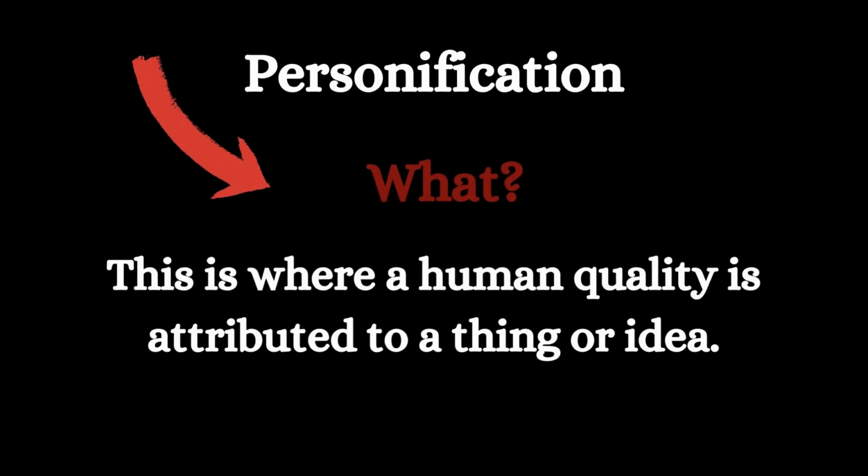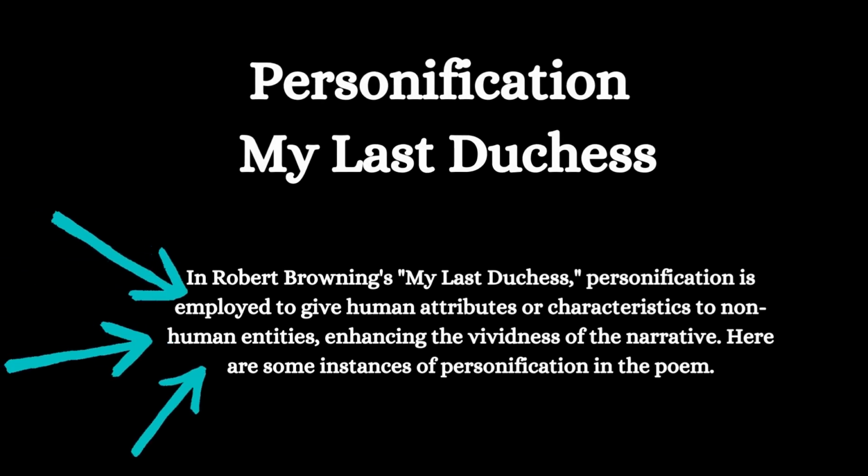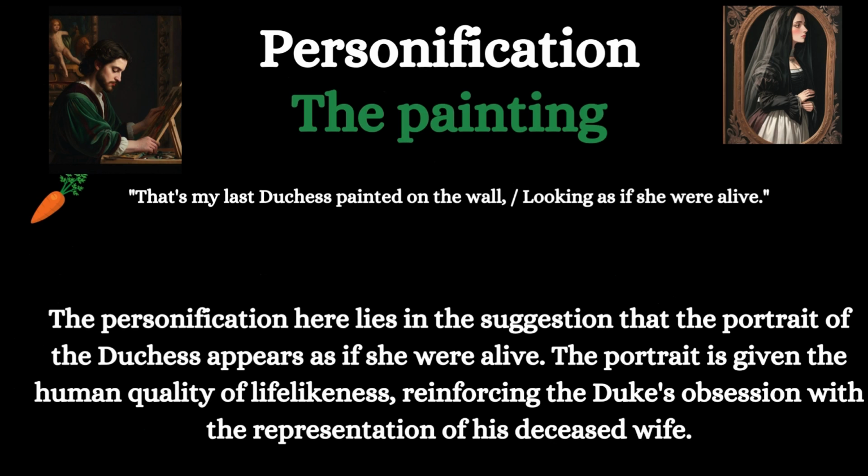What is personification? Personification is where a human quality is attributed to a thing or idea. It has been used throughout My Last Duchess to describe the painting and the statue of Neptune to enhance the vividness of the narration. The portrait is given the human quality of lifelikeness, reinforcing the Duke's obsession with the representation of his deceased wife.